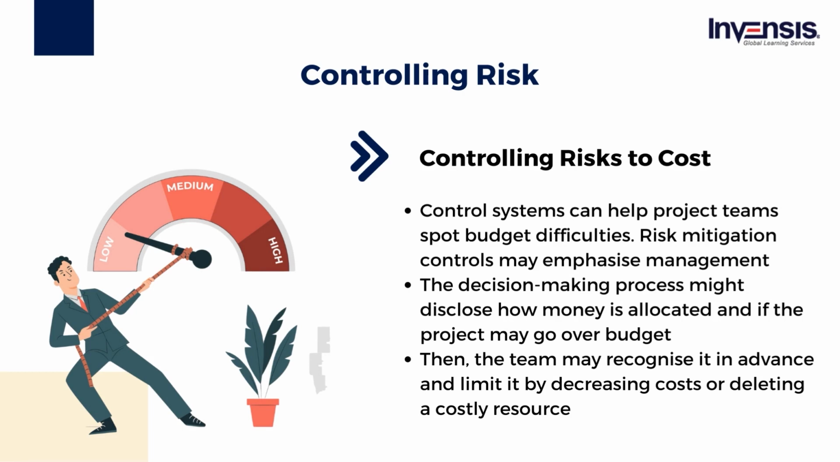A project team can use control systems that might identify potential budget issues. For instance, controls for risk mitigation can include a focus on management, the decision-making process, or identifying issues in the project's funding before problems arise. They can also provide insight into how money is being allocated and if there is a danger of going over budget. Then, the team can detect it in advance and take actions to limit it, such as lowering expenditure or deleting a resource that might be too expensive for the project.